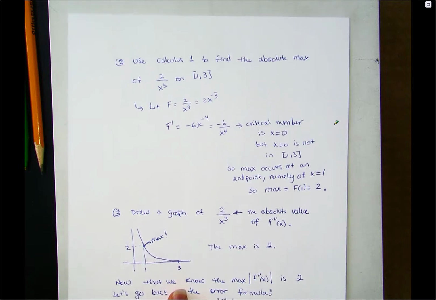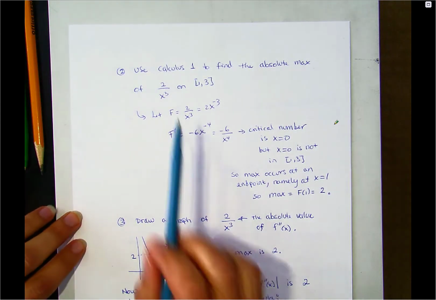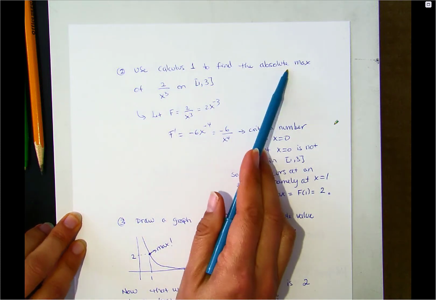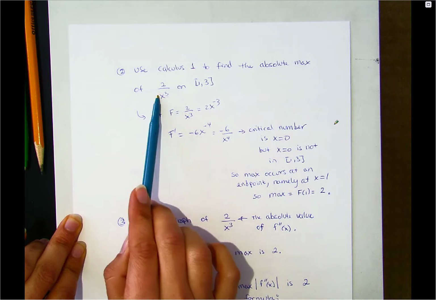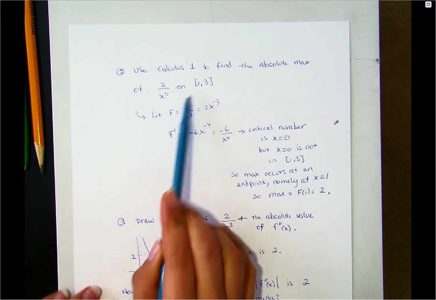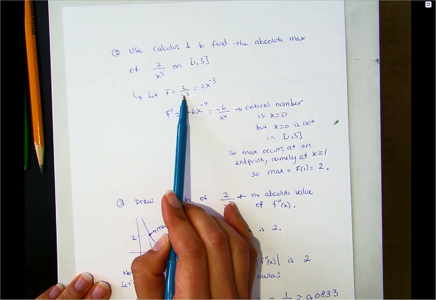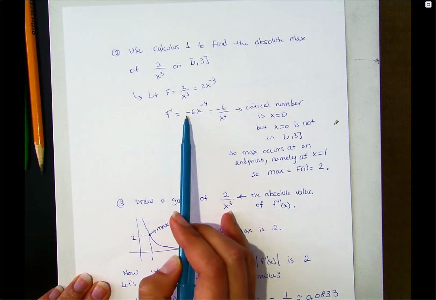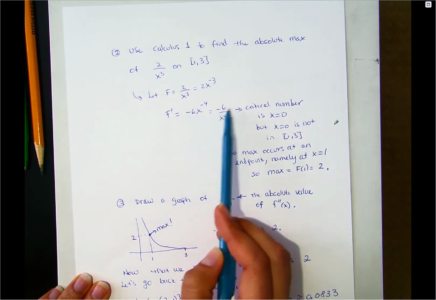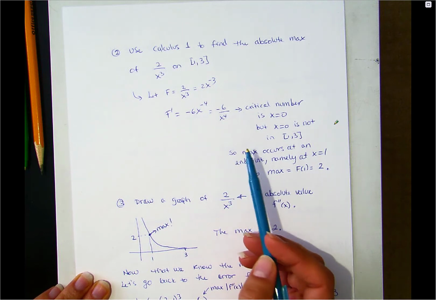Second way is you can use your knowledge from Calc 1. Use Calculus 1 to find the absolute maximum on a closed interval, right? This is now our function, the absolute value of the second derivative. So I'm going to call it something else. Let big F be that function, and write it like that because I need to take the derivative and find critical numbers. Right? Critical numbers happen where the derivative is 0.